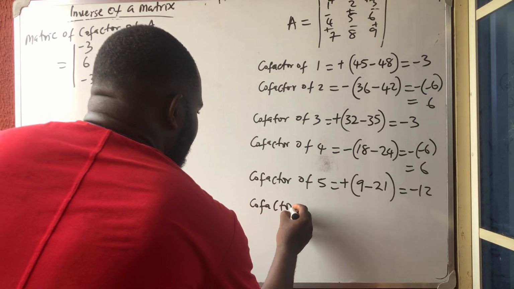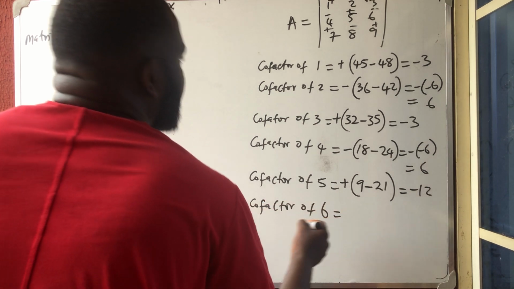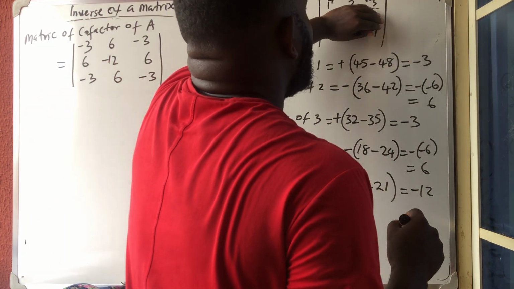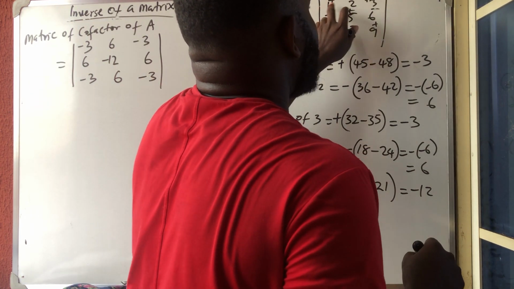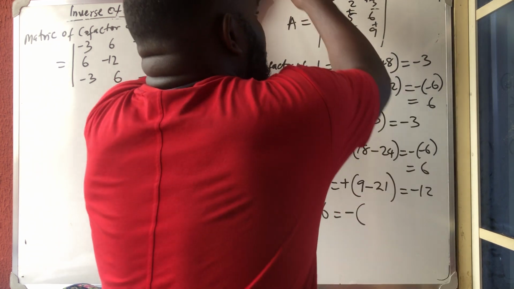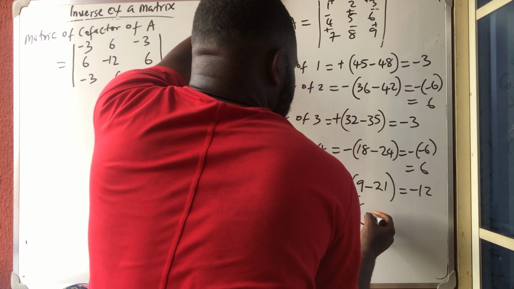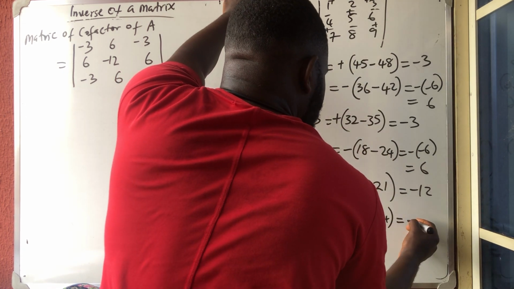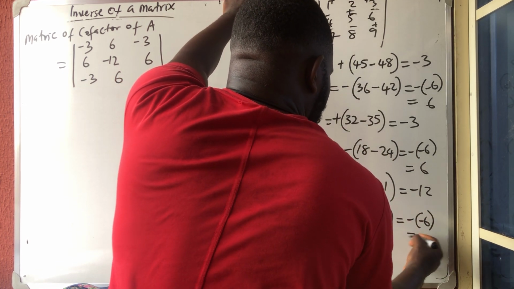Cofactor of 6. Cofactor of 6. 6 is negative, so I'm putting minus in bracket of, close the row and column of 6. So I'm left with 1, 2, 7, and 8. So do left, right again. 1 times 8 is 8 minus this times this is what? 14. So both of them is giving minus a minus 6. So I'm left with 6.